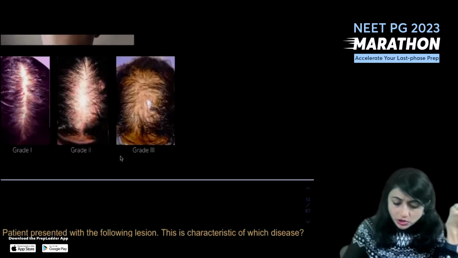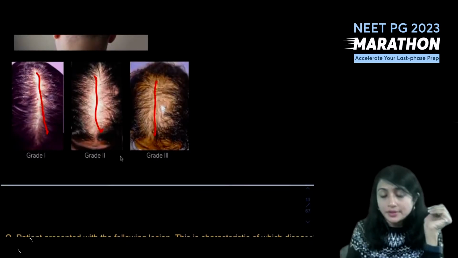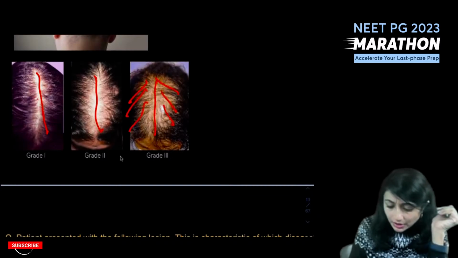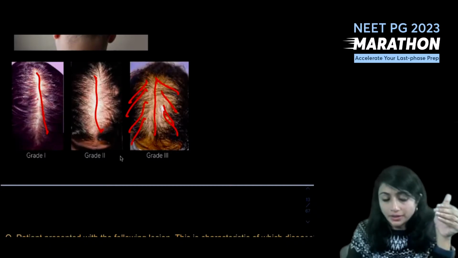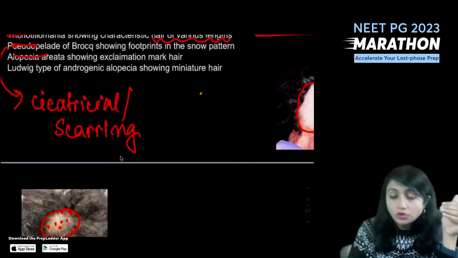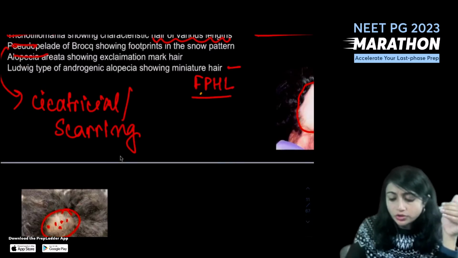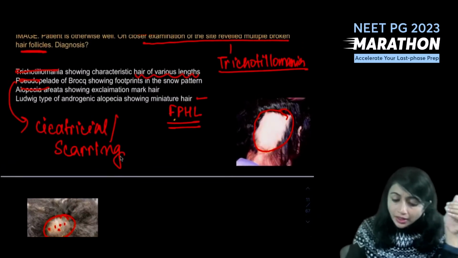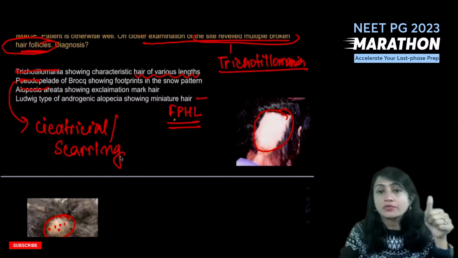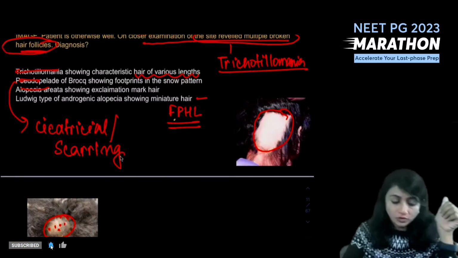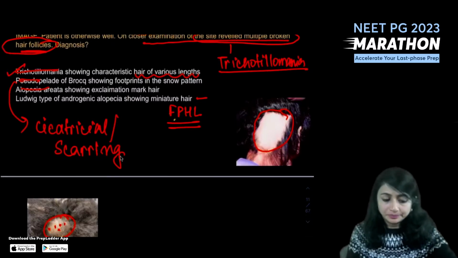So look at this image here. This is Ludwig's pattern in females, and you see increased widening of the central parting. And by grade 3, this is the pattern that you see, which is called as Christmas tree pattern or fir tree pattern. So Ludwig's pattern of androgenetic alopecia showing miniature hair is seen in female pattern hair loss. So here I had a female, and the important thing in the question was multiple broken hair follicles, which is a part of trichotillomania. And so here the answer would be trichotillomania, showing characteristic hair of various lengths. Okay.